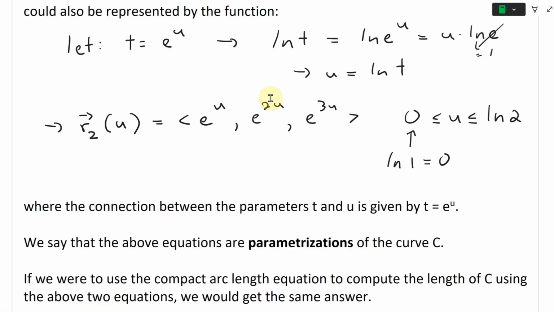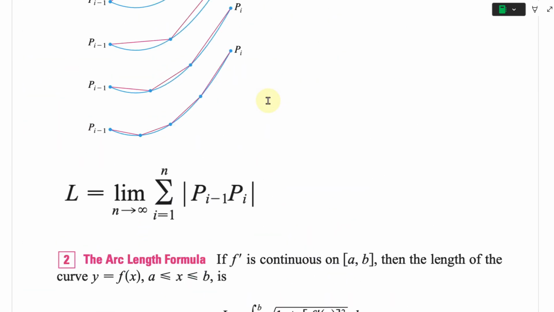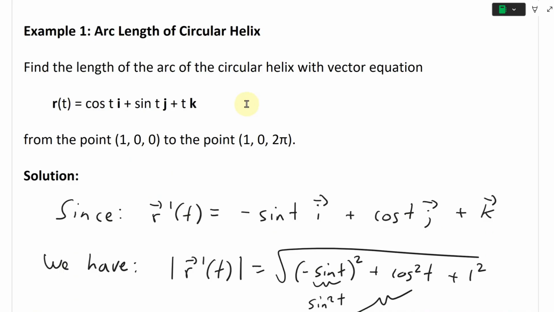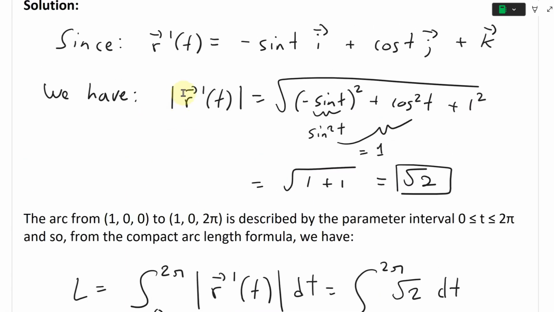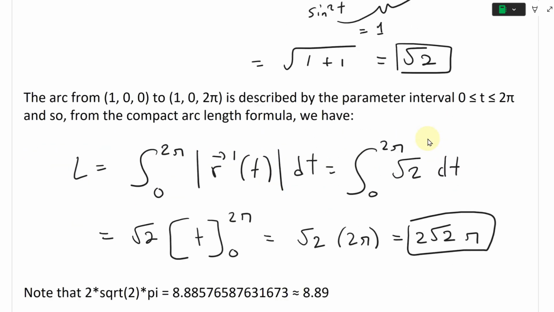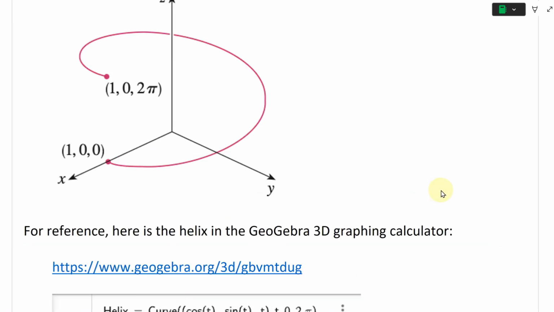So we scroll all the way back to example 1. We had a circular helix. Let's take a look at that, this part right here, example 1. So we had the circular helix from the point (1, 0, 0) all the way to (1, 0, 2π). And we showed that the length of the derivative is going to be square root of 2, and the full arc length is 2 times square root 2 times pi.